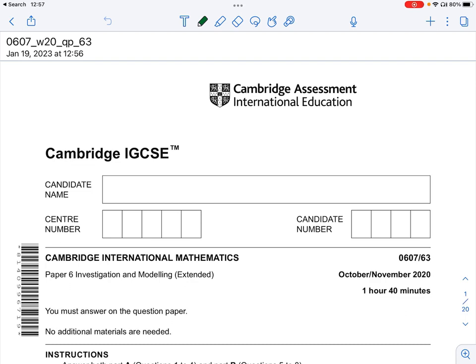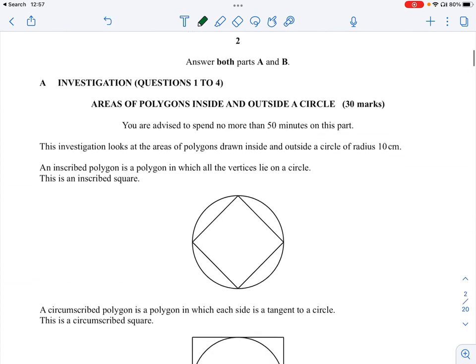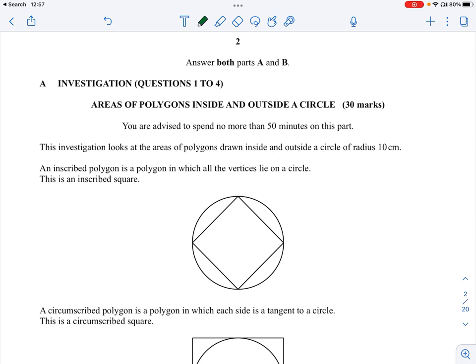So welcome. This is Cambridge IGCSE International Mathematics, October-November 2020, paper 63, Investigation and Modeling. The first question, areas of the polygons inside and outside of a circle, 30 marks. This investigation looks at the areas of polygons drawn inside and outside of a circle of radius 10 centimeters.